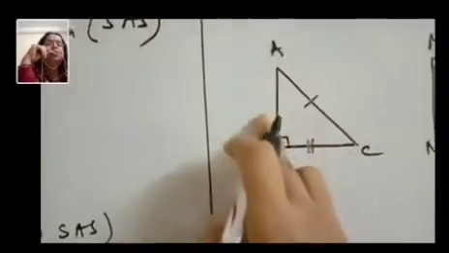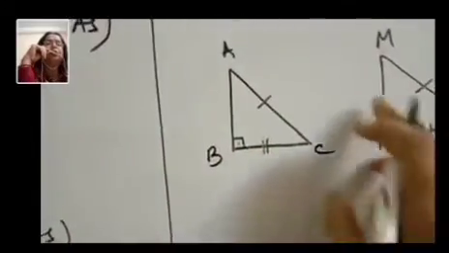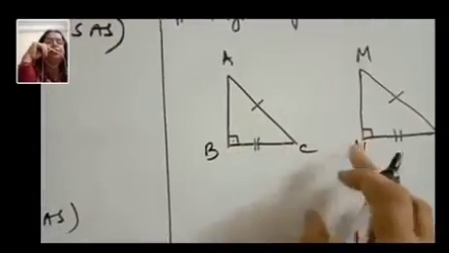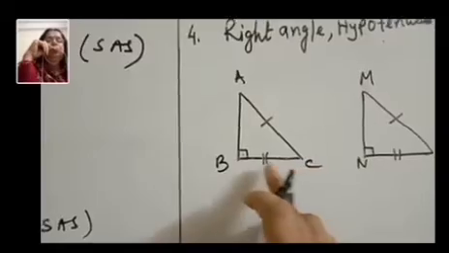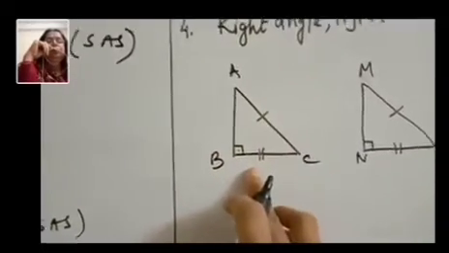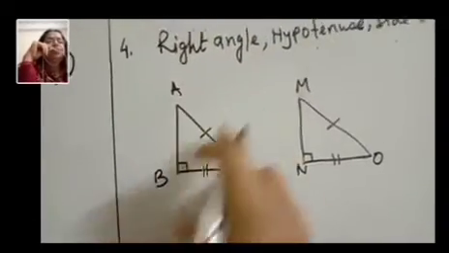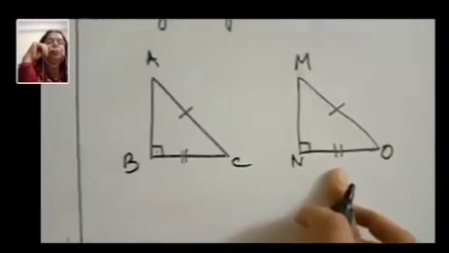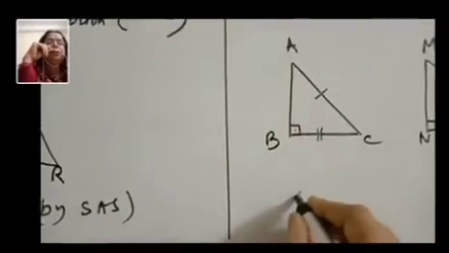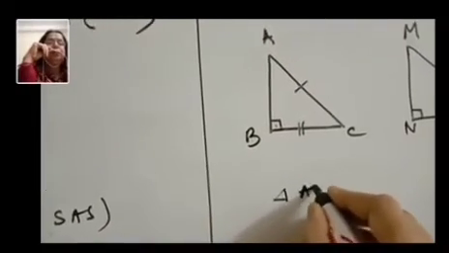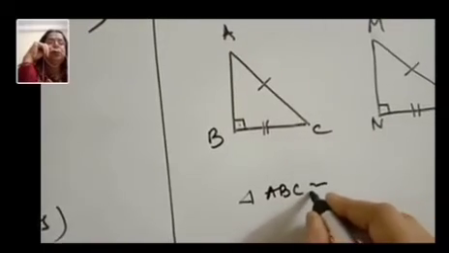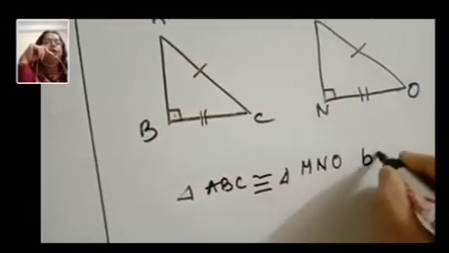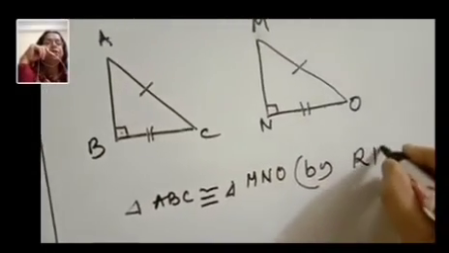Instead of BC you can take AB and MN also, but whichever is given, you have to mention it. The hypotenuse of one triangle is correspondingly equal to the hypotenuse of the other triangle. So we can say that triangle ABC is congruent to triangle MNO by RHS criterion.